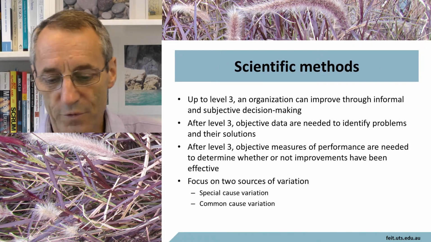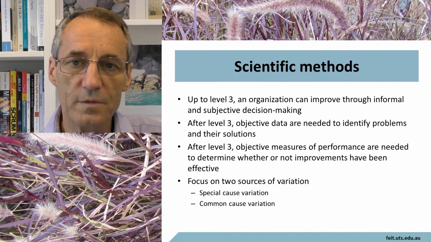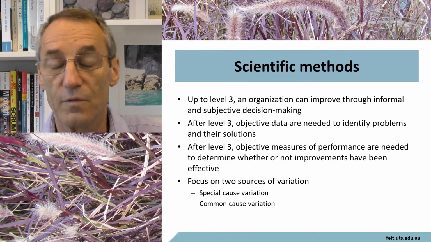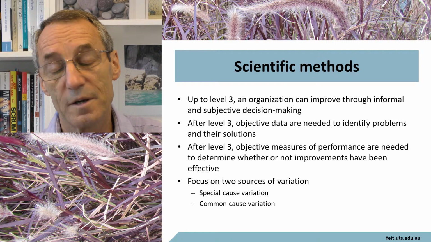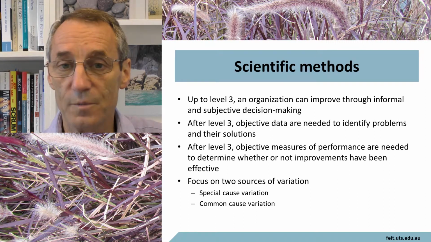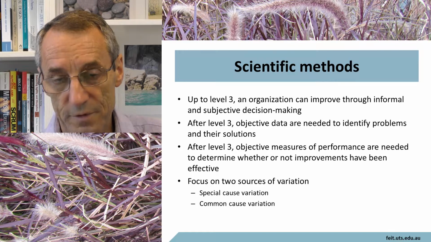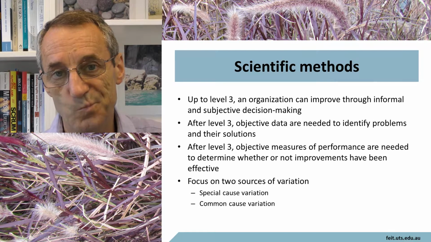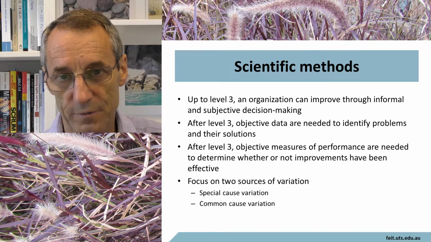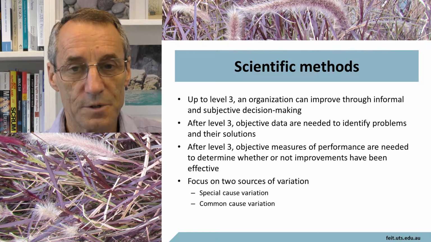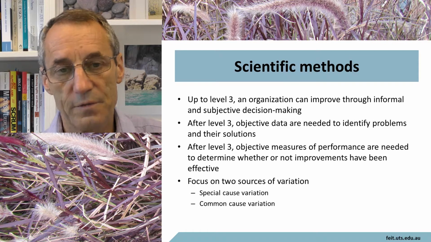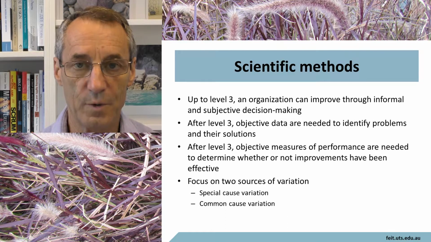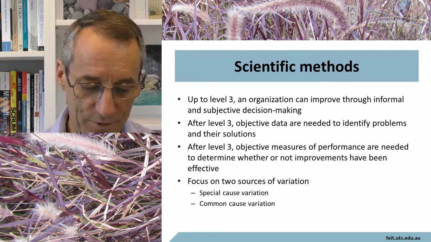Well, up to level 3, an organization can improve by informal decision making and subjective decision making. That is, you can follow the latest fad or fashion, and it might work, and certainly it won't do any harm at level 3. After level 3, objective data are needed to identify problems and their solutions. Prior to level 3, you can work on, I think this is a problem, but after level 3, you need a certain amount of objectiveness in it, and this is where your data comes in. After level 3, objective measures of performance are needed to determine whether or not improvements have been effective, not only with the problems, but with the fixes.